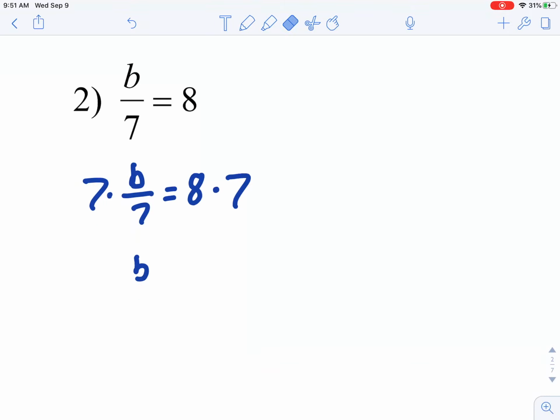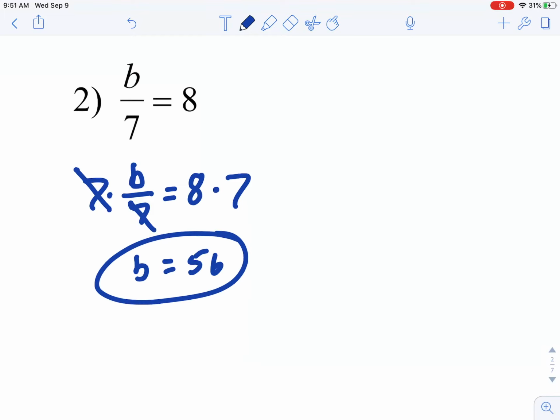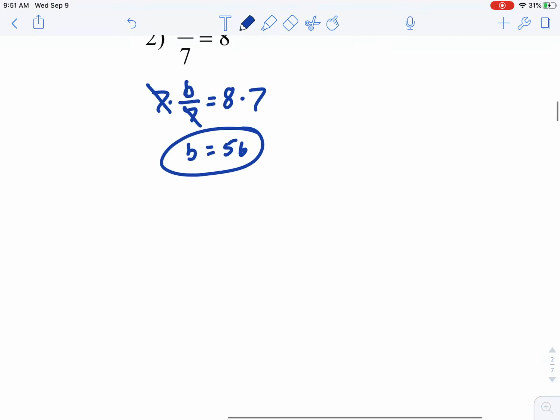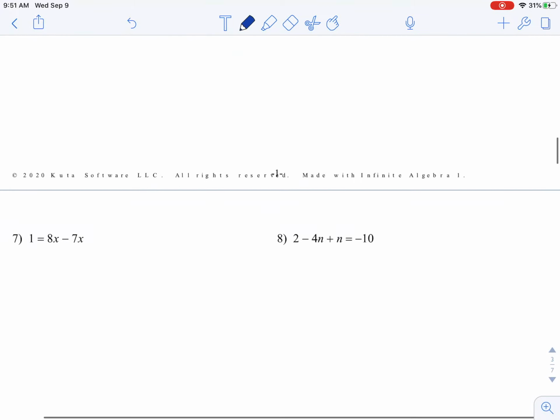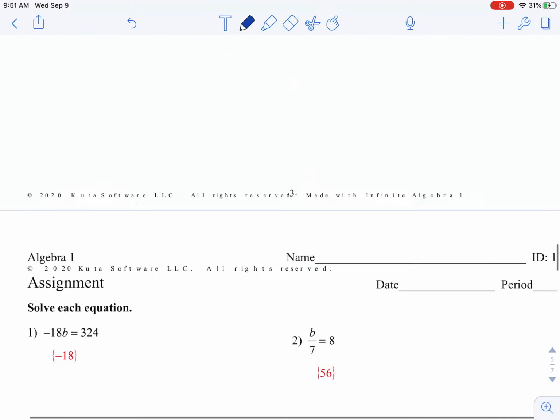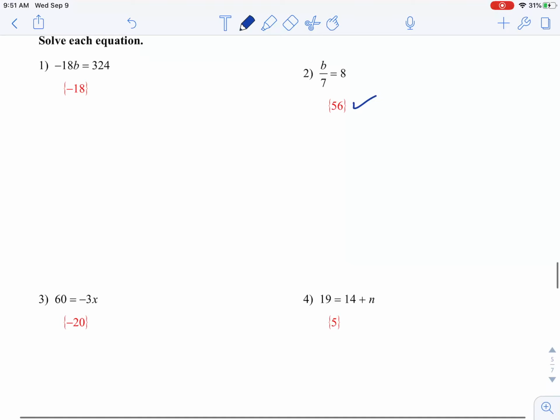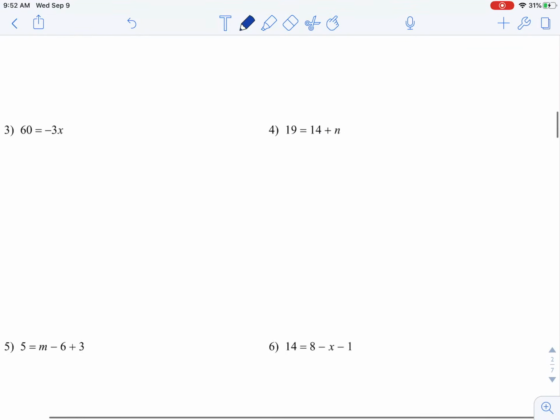So honestly, we can save a whole bunch of work and just say, oh, when you multiply and divide by 7, they cancel each other out. That's b. 8 times 7 is 56. And there's your answer. Easy peasy, just like we said the answer would be. Now, for consistency's sake, I'm going to scroll down and check my work. And there it is. 56, they put it in these little, these are called braces. You don't need to worry about that. If you want to do it, that's fine.